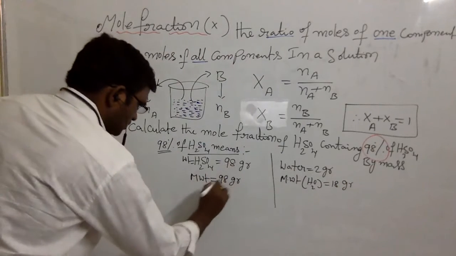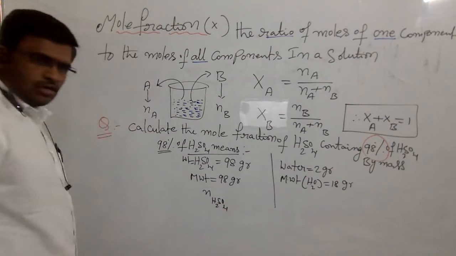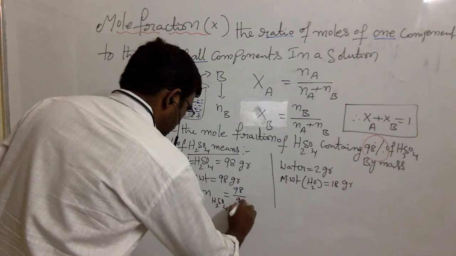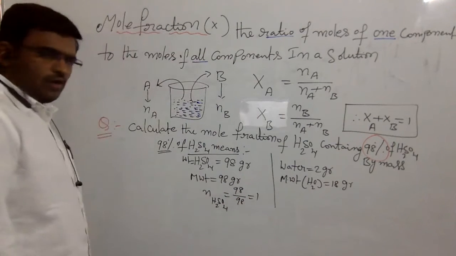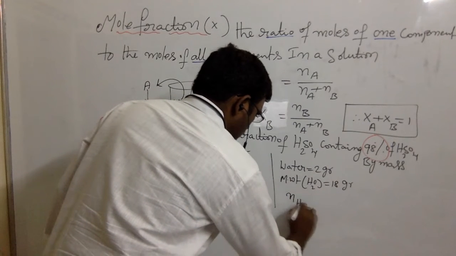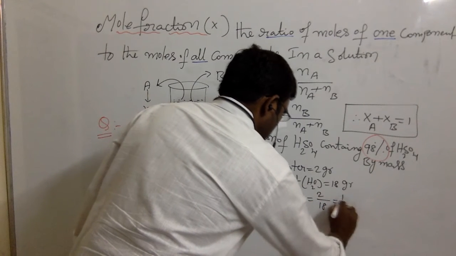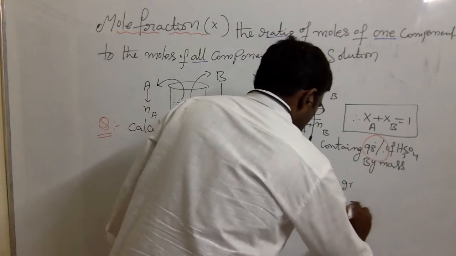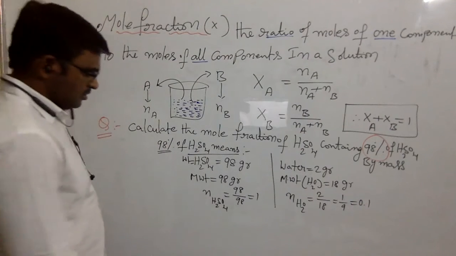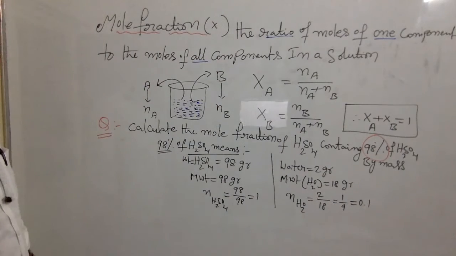Then the moles of sulfuric acid, you know how to calculate the moles. Moles of sulfuric acid is equal to weight of sulfuric acid by molecular weight of sulfuric acid, which is equal to 1. The same formula applies to the moles of water: moles of water is equal to weight by molecular weight, which is 2 by 18, equal to 1 by 9, approximately 0.1. Okay, this is the moles of sulfuric acid, and this is the moles of water.